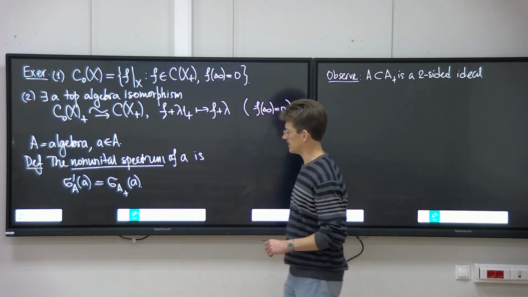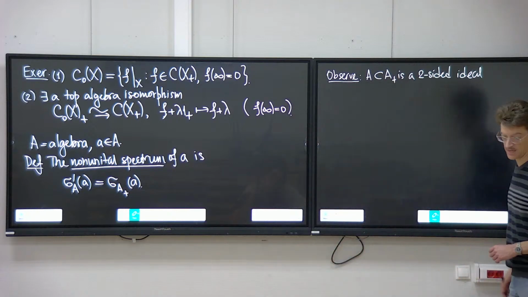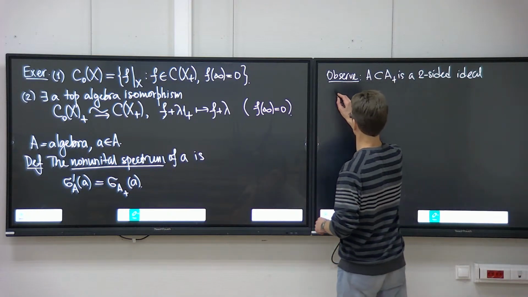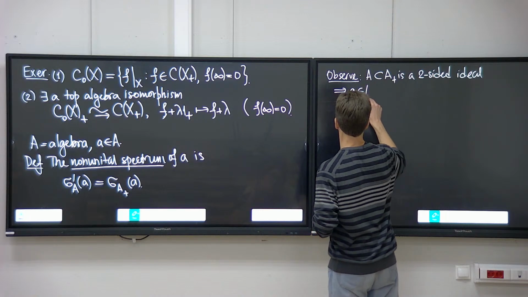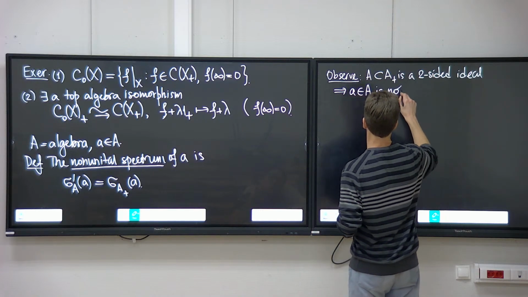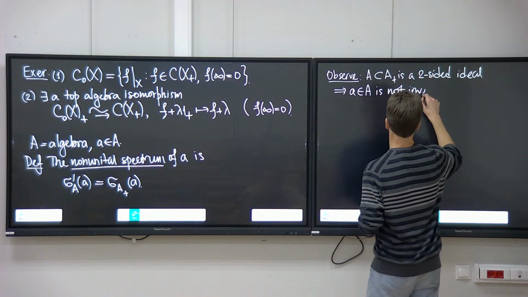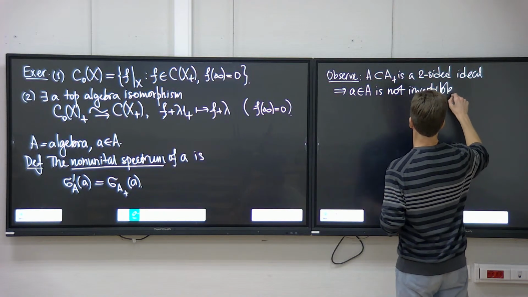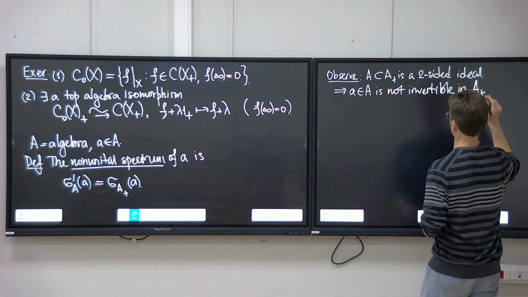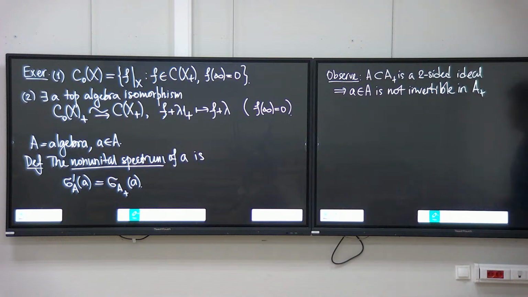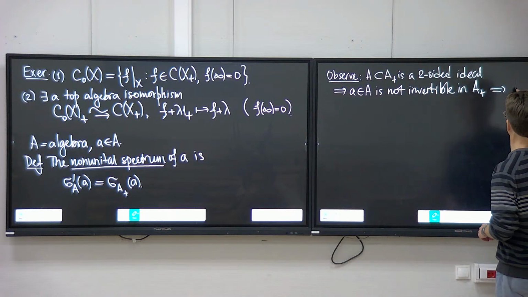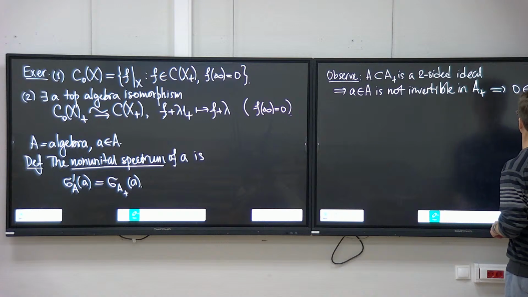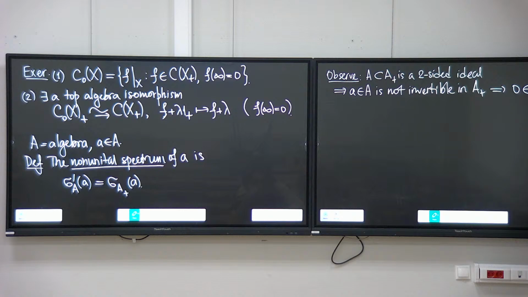So little a, which sits in A, is not invertible in A plus. An element of an ideal is never invertible. And so as a result, we deduce that the non-unital spectrum always contains 0.